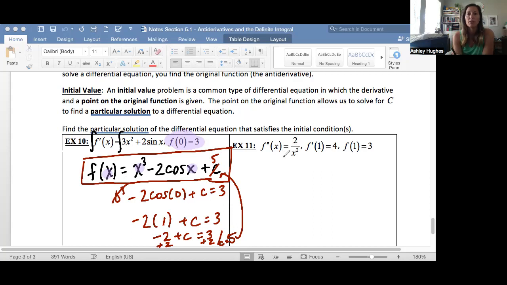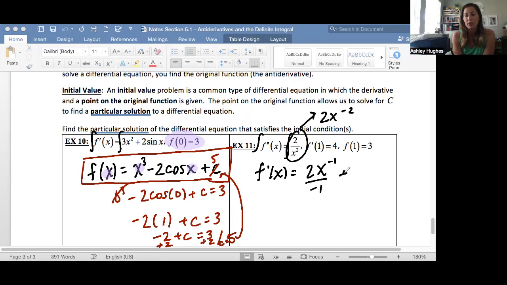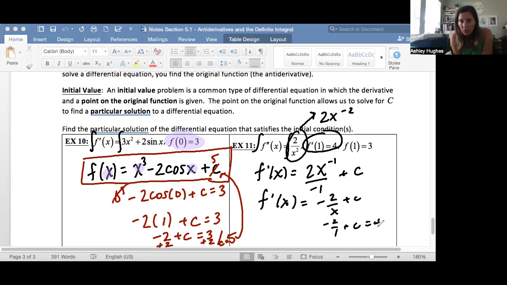Now this time we're going to have to do that process twice because they gave us the second derivative. So first, antiderivative of this would be f prime of x equals, this is like 2x to the negative 2. So add 1, that would be 2x to the negative 1 divided by negative 1 plus c. So this is negative 2 over x plus c. I use this first one, f prime of 1 is 4. So when I plug in 1, I'm supposed to get 4. So negative 2 plus c equals 4, so c equals 6.